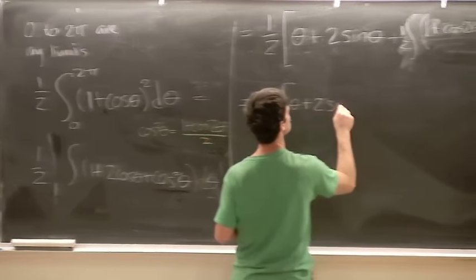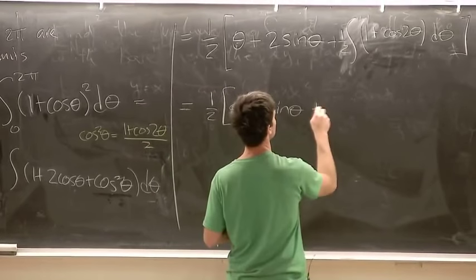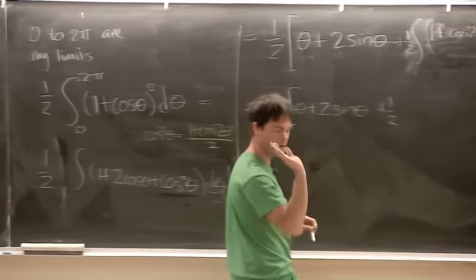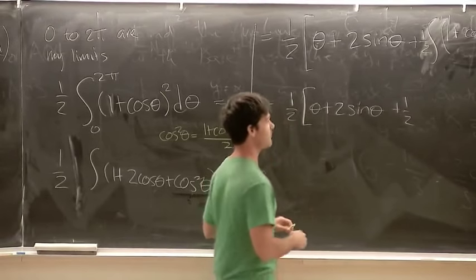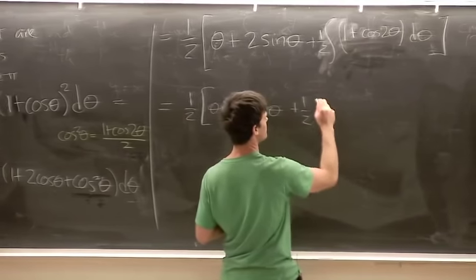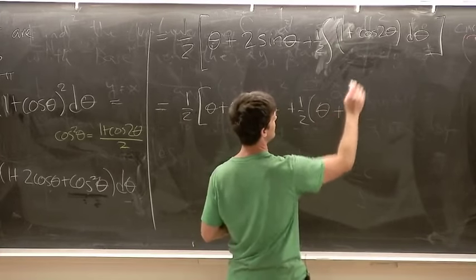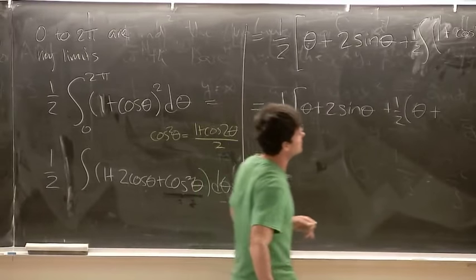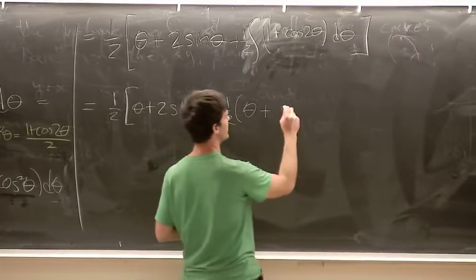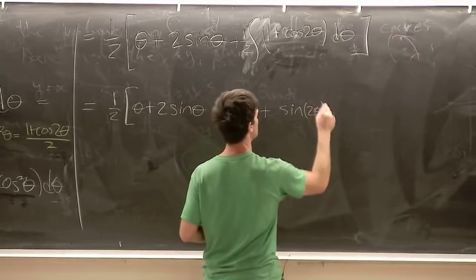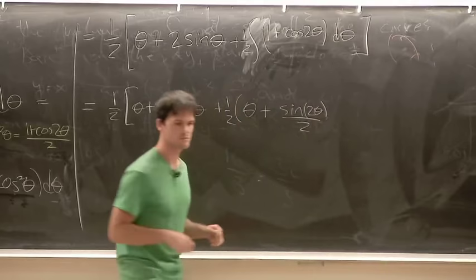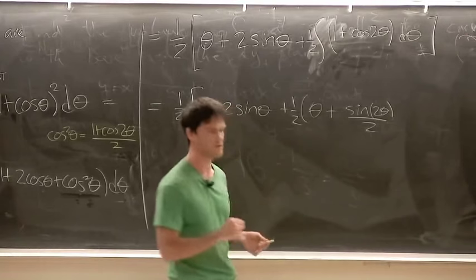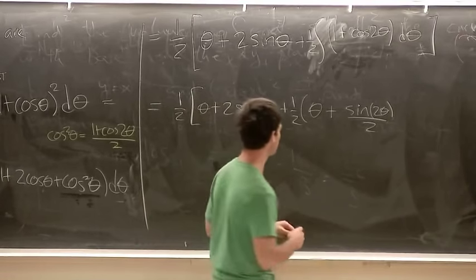Theta plus 2 sine theta plus 1/2. I'll put my limits of integration in at the end, by the way. So the integral of 1 is theta, and the integral of cos 2 theta is, hopefully you guys are good at this by now, I'm just going to do it in my head. That's sine 2 theta divided by 2, which, if you're not sure how I was able to get that, it's with a u substitution that I basically just did in my head.